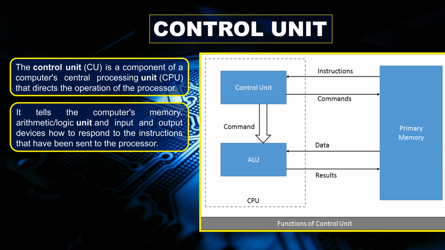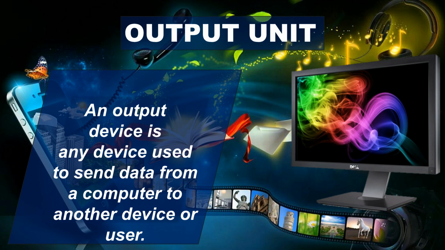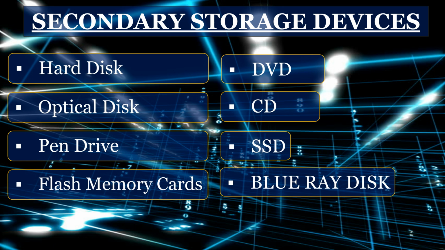The control unit, or CU, directs the processor's operation. It instructs the computer's memory, ALU, and input/output devices on how to respond to commands. An output device sends data from a computer to another device or user.